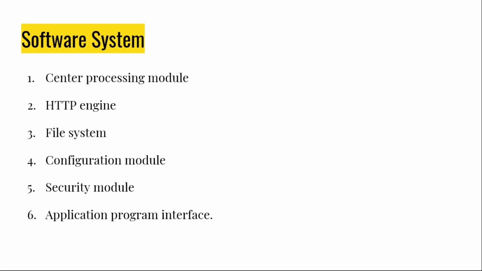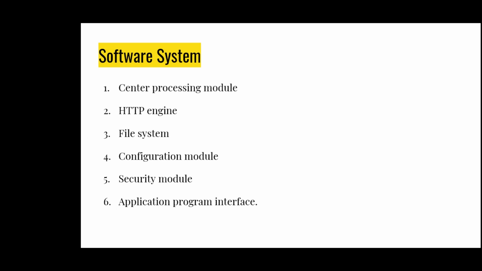Application program interface, API, plays the main role whenever we design software, where the application interacts with the web panel and the backend code. So API is the main role. This is the main block diagram of the embedded web server.